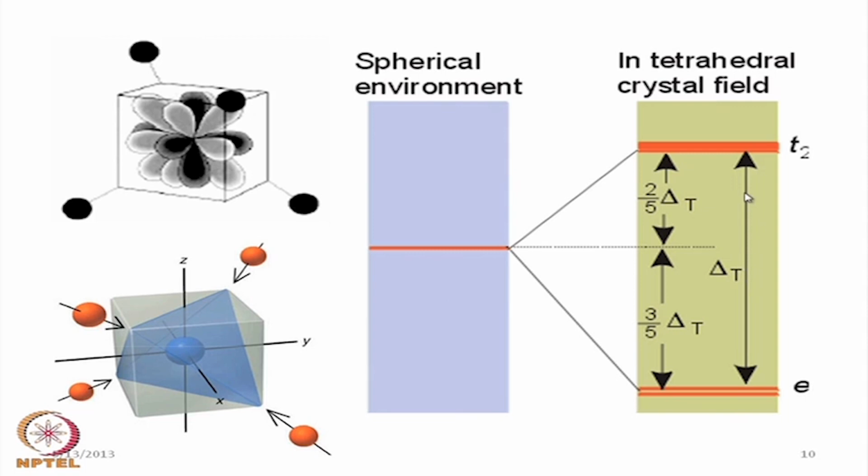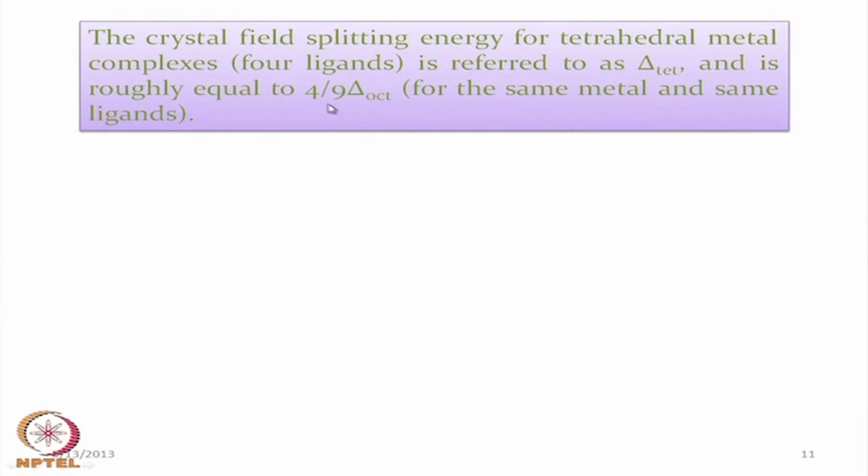If we compare the splitting for the octahedral and tetrahedral symmetry, the tetrahedral symmetry has less splitting, and that is why in tetrahedral symmetry we do not get any low spin complexes. Since the splitting is less, most of the time we get only high spin compounds. The splitting energy for tetrahedral metal complexes with four ligands is referred to as delta capital T, delta small t, or delta tet. We can write any of them, and it is roughly equal to 4/9 of delta oct, or delta O, the octahedral one for the same metal ion and the same ligand system. So we get almost half of the splitting we observe for the octahedral case.